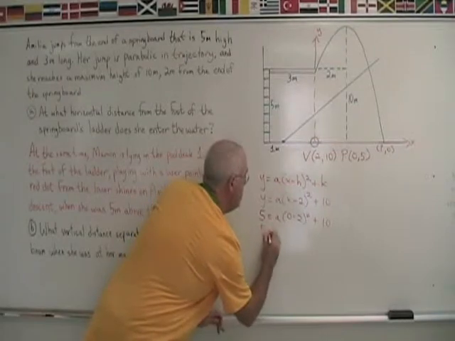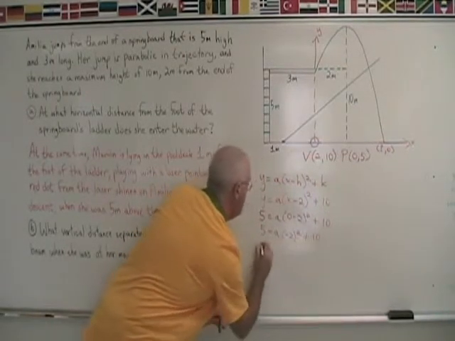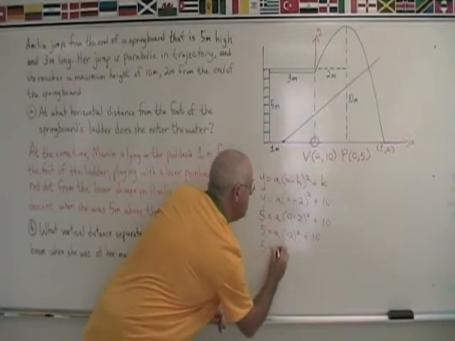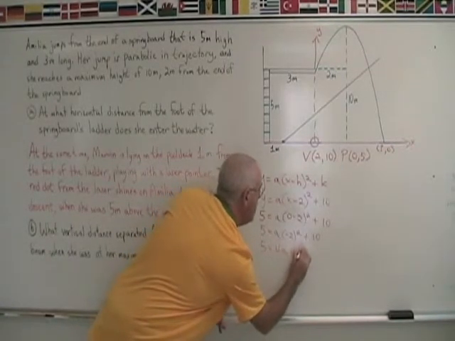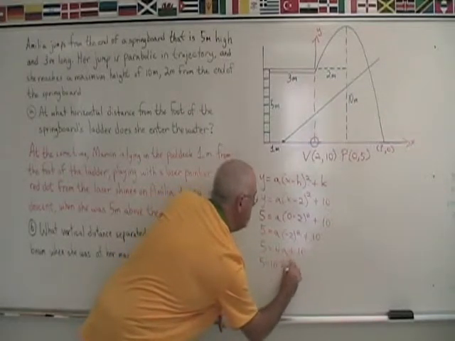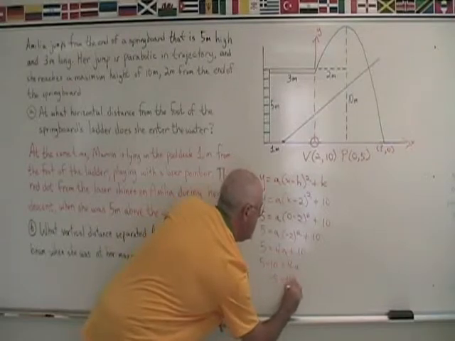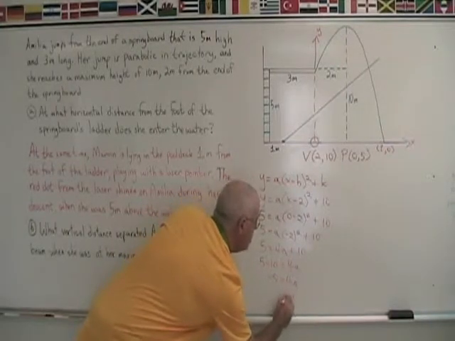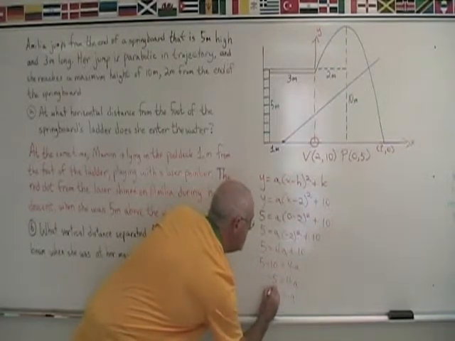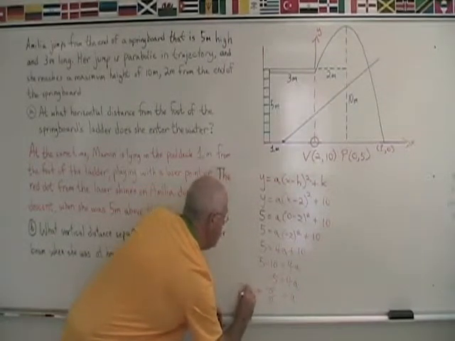Simplifying, 5 equals a times (negative 2) squared plus 10. 5 equals 4a plus 10. 5 minus 10 equals 4a. So negative 5 equals 4a. A is going to be equal to negative 5/4 or negative 1.25.